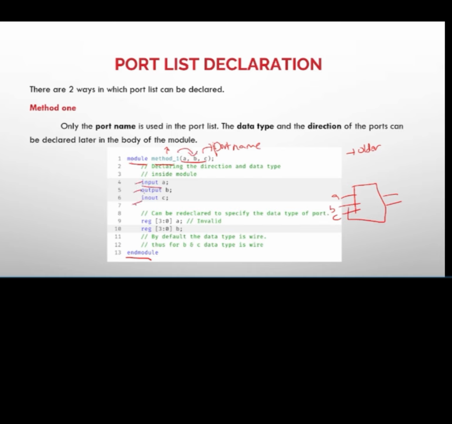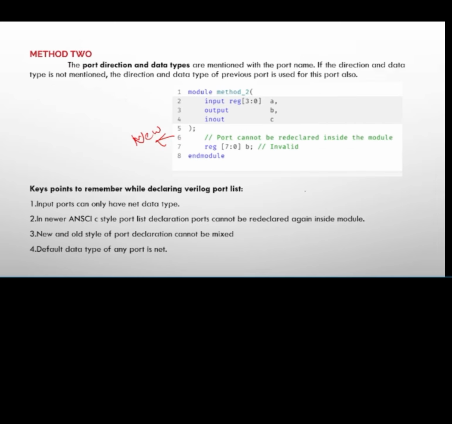You see here, input A, output B, inout C, and then which data type it is, like A is reg and B is reg. You will be declaring it like this. Okay, port declaration. And the second method is, you can declare both direction and data type within the module itself. Within the module only you have declared everything. After declaring it like this, you again can't declare it outside the module. That is the important thing here.